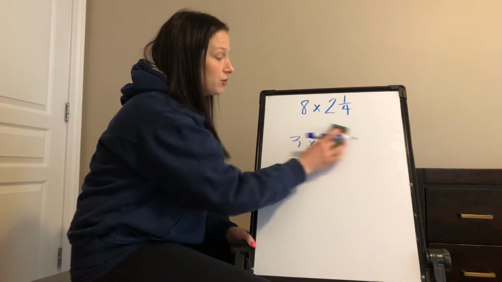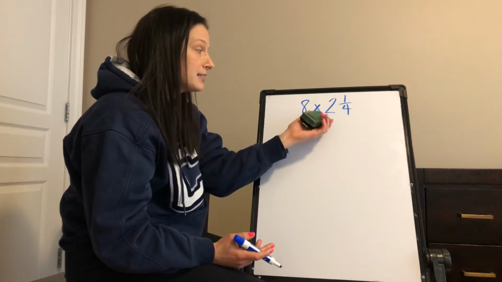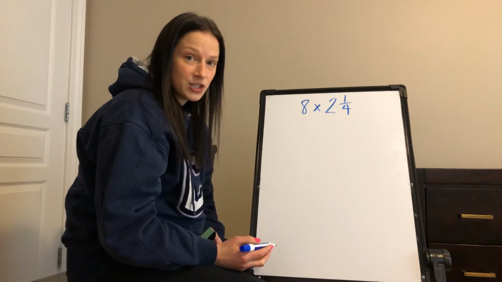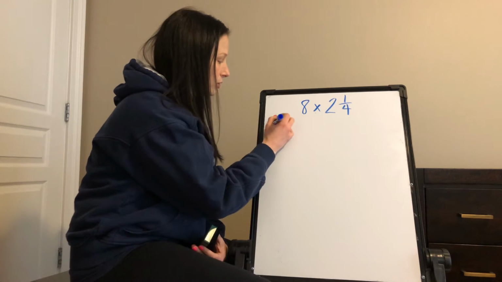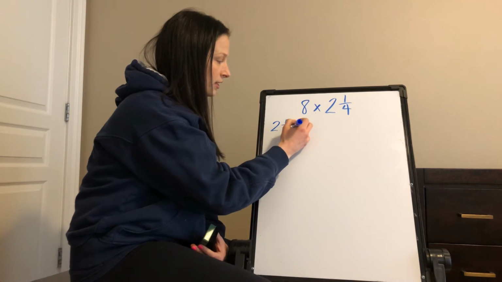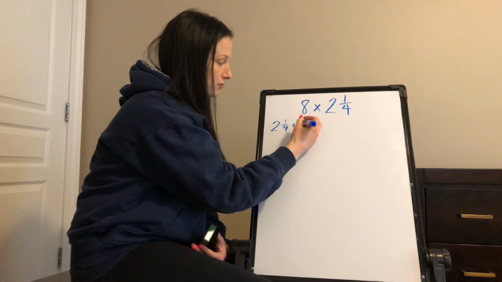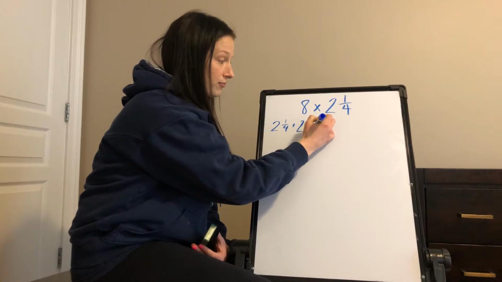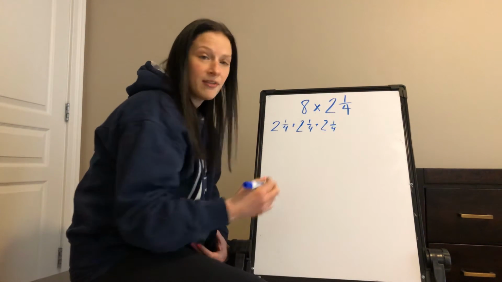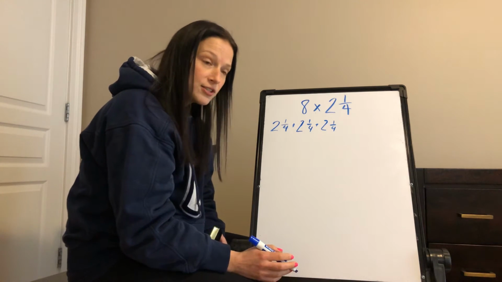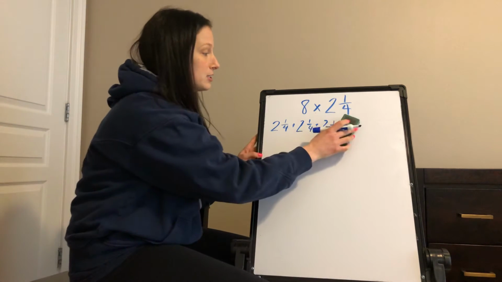So if you wanted to think about this as repeated addition, that's totally fine. That will help you. You would add 2 1/4 8 times because you have 8 groups of 2 1/4. But obviously there's more efficient ways of solving, and that's what we would like to do.